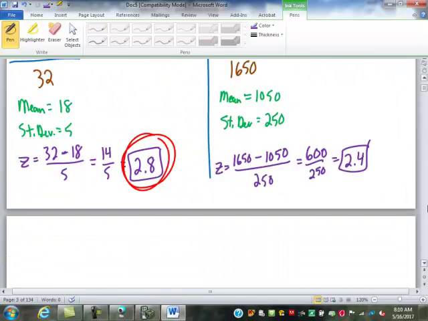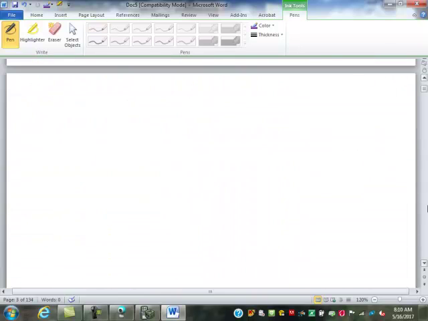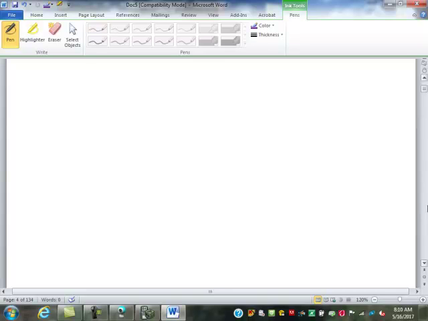We will talk more about the empirical rule and Z-scores tomorrow. I have a worksheet I'm going to give you today that deals with this, and there's something called a run chart on the end of it. We'll talk about that tomorrow as well.